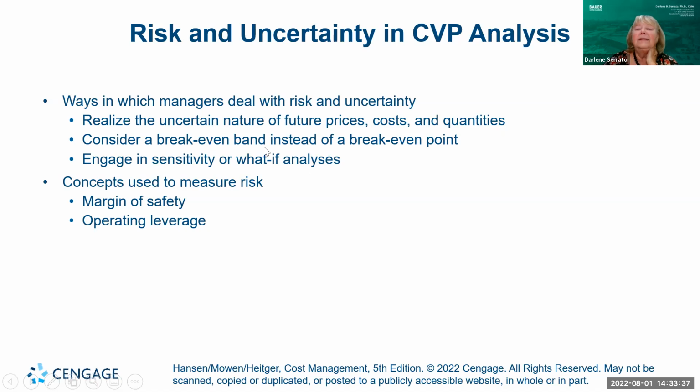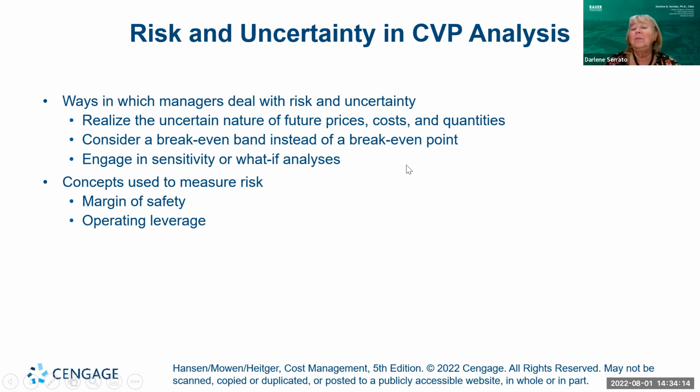So you might want to consider a break-even band instead of a break-even point. So a range for break-even, that's what they're talking about. You want to do sensitivity or what-if analyses. That's what CVP is all about. What if I change the selling price to this? What is my break-even point now? What if my variable cost changes by this? Now what is my break-even point? What if I reduce my fixed cost? What is my break-even point now?